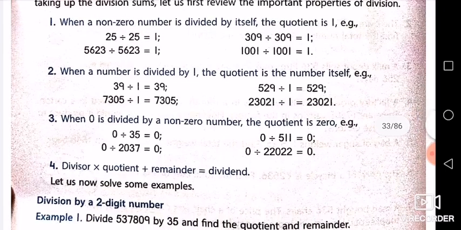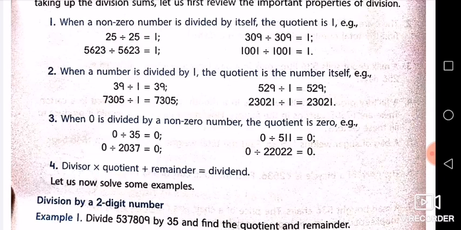When 0 is divided by a non-zero number, the quotient is 0. This is the third property of division. 0 divided by 35, or 0 divided by any non-zero number, you will get 0 as the quotient.